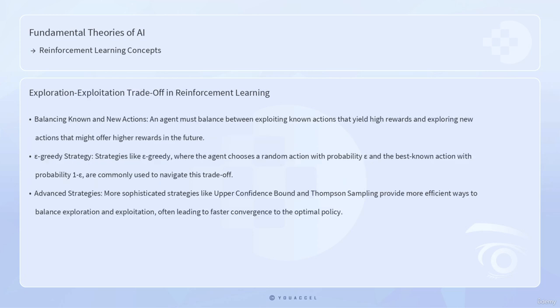Another critical concept in reinforcement learning is the exploration-exploitation trade-off. An agent must balance between exploiting known actions that yield high rewards and exploring new actions that might offer higher rewards in the future. Strategies like epsilon-greedy, where the agent chooses a random action with probability epsilon and the best known action with probability 1 minus epsilon, are commonly used to navigate this trade-off. More sophisticated strategies like upper confidence bound and Thompson sampling provide more efficient ways to balance exploration and exploitation, often leading to faster convergence to the optimal policy.